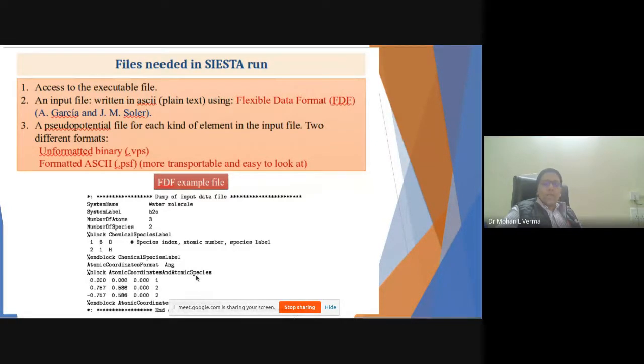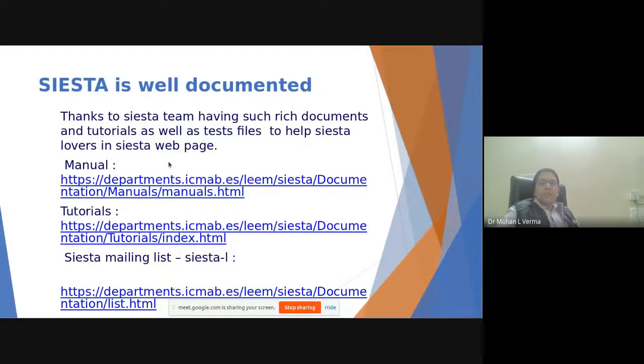So when you design that material, you need to get the atomic coordinates of each atom. Here, this is water. The positions of the hydrogen atoms are mentioned here by using 2, 2, and 1 is this oxygen. This is well documented, so you can get the manual on the website. Some very good tutorials are there on the website, and a mailing list is there. So if you have any queries, doubts, or problems, you can just post that problem in this mailing list, and you can get the answer from there.